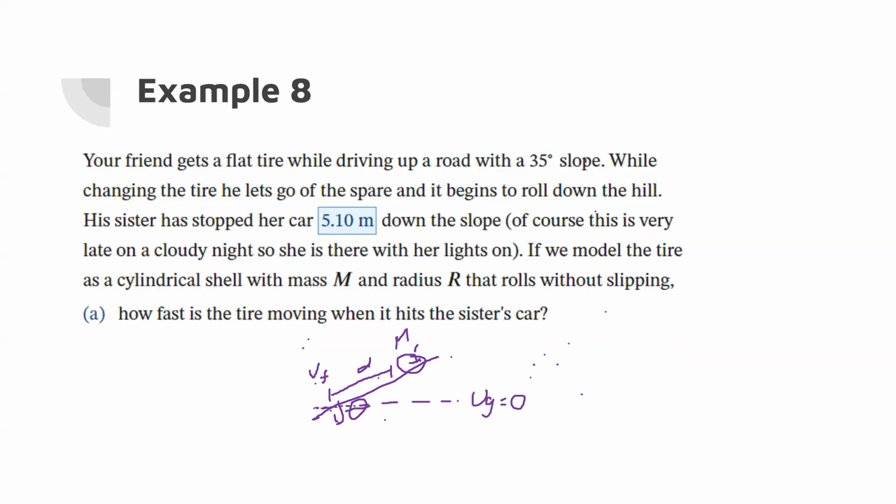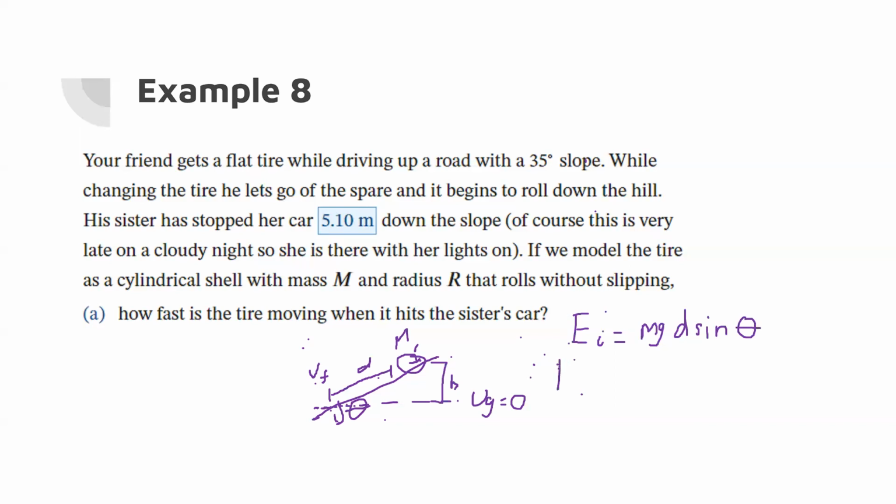And so initially, I need this height, whatever this height is. That's my potential energy, my initial energy is going to be mgh. In this case, h is going to be the distance times the sine of the angle.